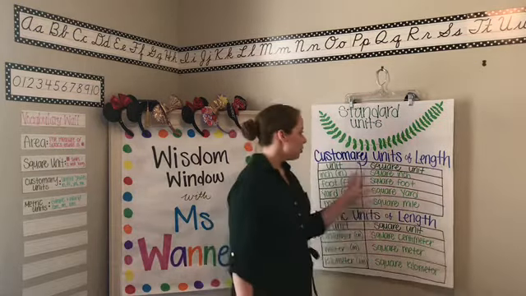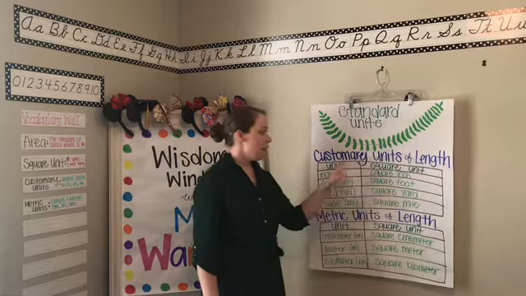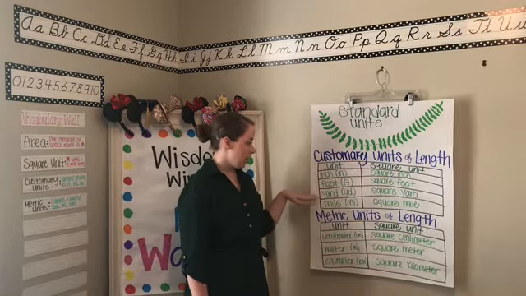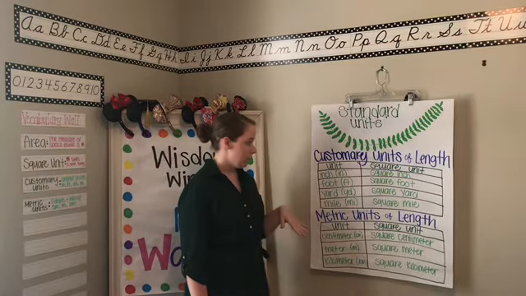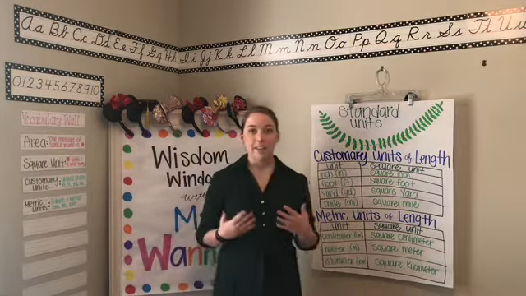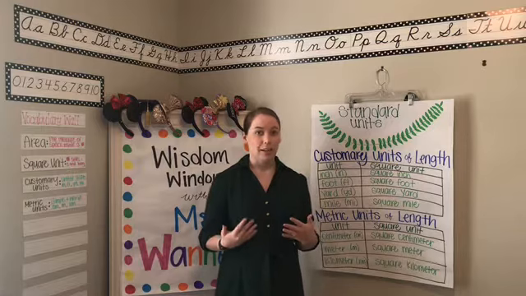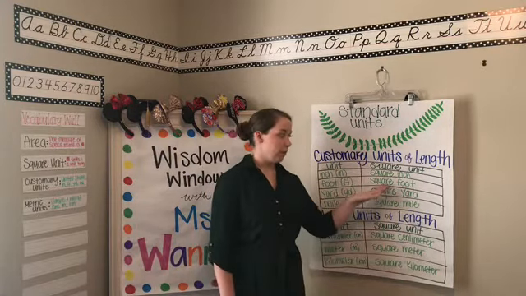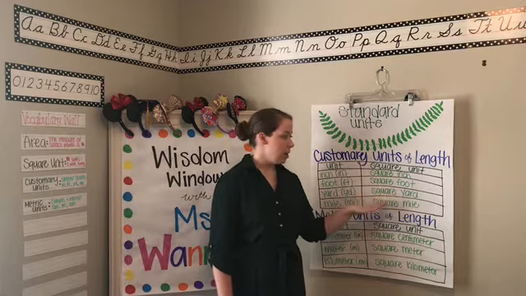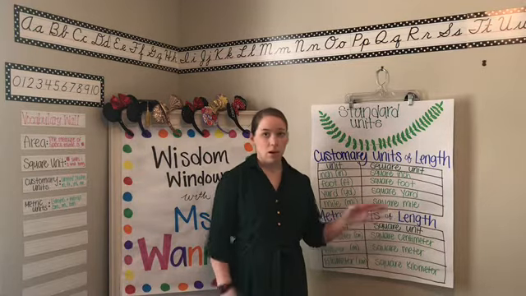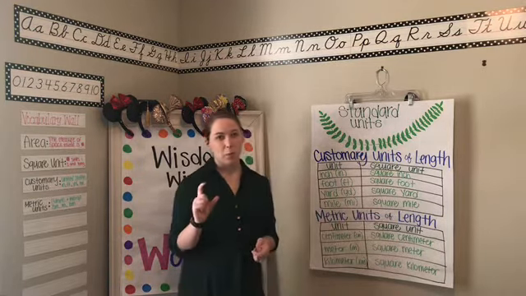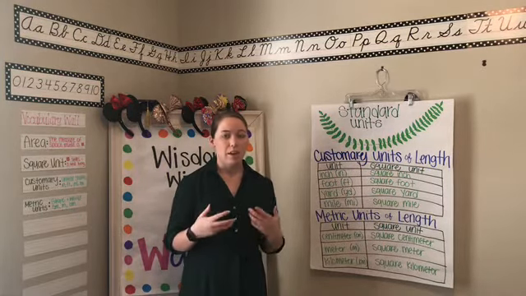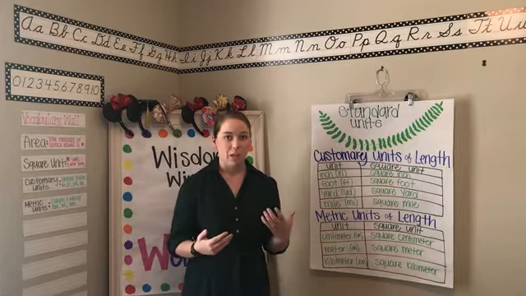And then, just to review, our customary units of length involve an inch, a foot, a yard, a mile. And when we find area, we're going to label our answer with the unit of square inch, square foot, square yard, and square mile. And what that square indicates is that we're multiplying. So remember, with area, we use a formula that multiplies the length and the width.